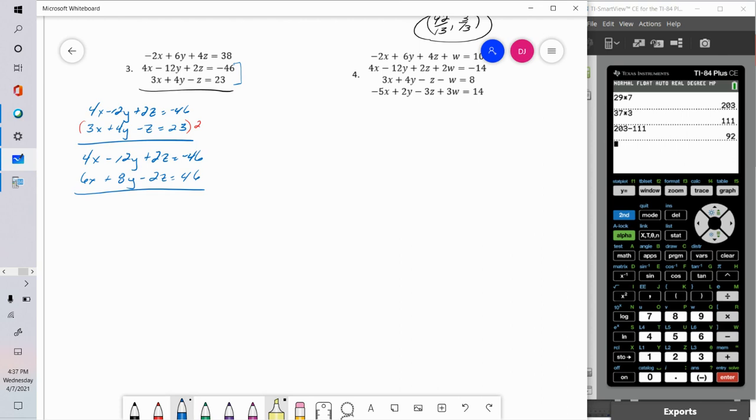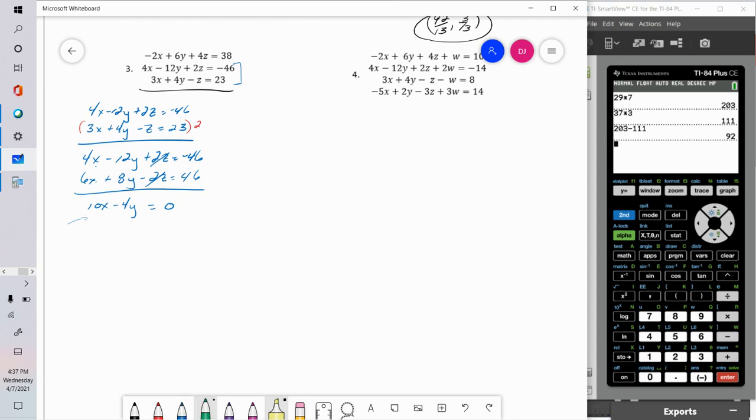Now notice when I add these two together, the 4x and the 6x is 10x. The negative 12y and the 8y is a negative 4y. 2z minus 2z add up to 0, so those cancel out. And negative 46 plus 46 is 0. So I have an equation here, 10x minus 4y equals 0. And I'm going to set that aside.